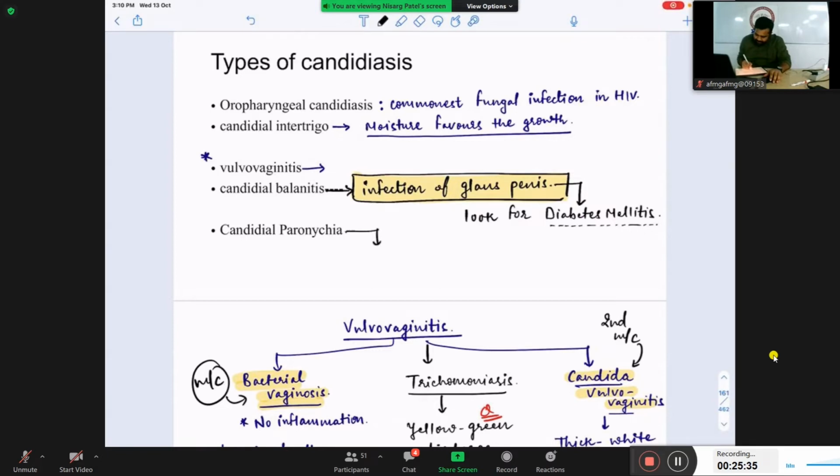Candidal paronychia: because of constant wetting of the hands and housework, fungus can go inside the nail plate and cause candidal paronychia. So what is the meaning of paronychia? When I have an infection in this area, it is known as paronychia of the proximal nail fold. So this paronychia is chronic.